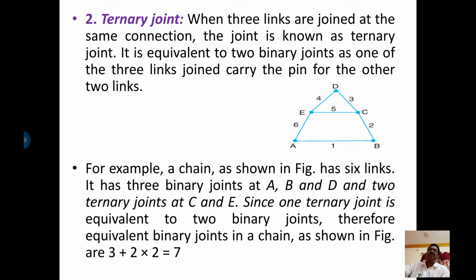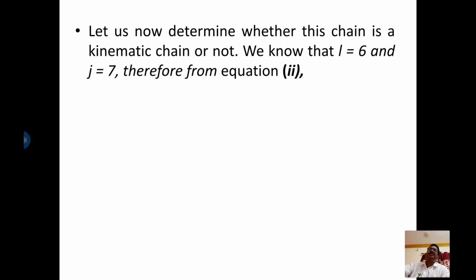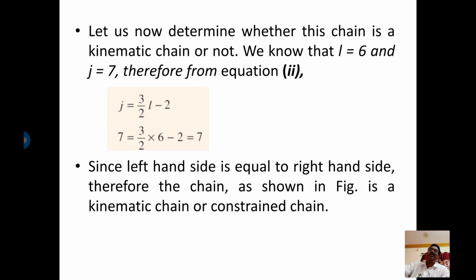So the total number of joints, in terms of binary joints, is 3 binary joints and 2 ternary joints. Each ternary joint is equivalent to 2 binary joints, therefore 3 plus 2 into 2, the total number of joints is 7. Now determine whether the chain is a kinematic chain or not. Here the number of links is 6 and joints is 7. From the equation J equals 3 by 2 L minus 2, 7 equals 7. The left hand side value is equal to the right hand side value, therefore it is a kinematic chain or constrained chain.